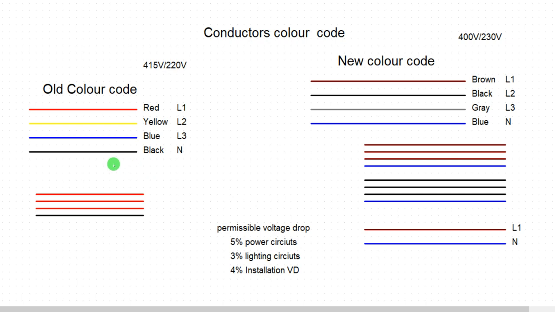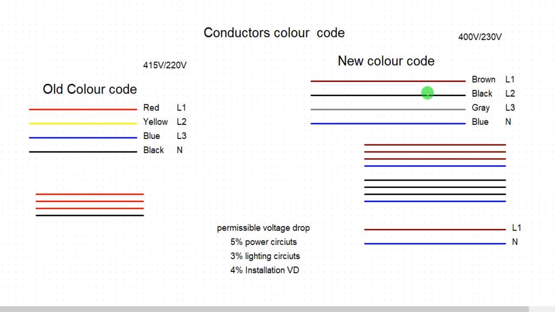All right. Then our color code for single core cable installation is this: either you're using red and black, or you're using yellow all through and black, or you're using blue all through and black. So this is for single cable installation. Then for multi-core installation, this is what we have. I'm talking about our old color code.